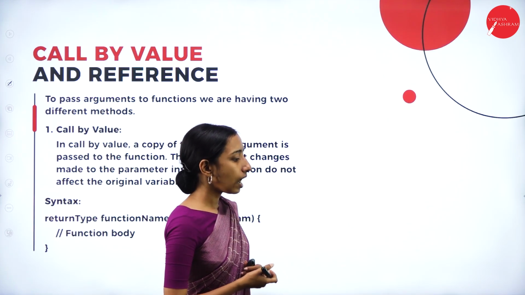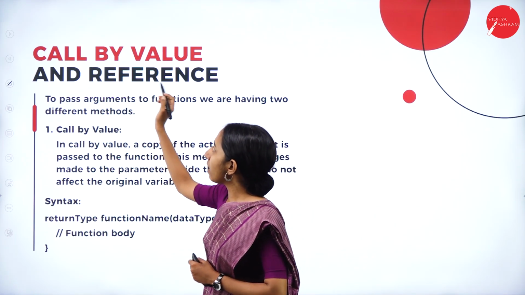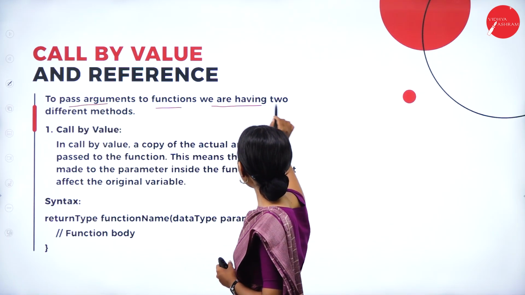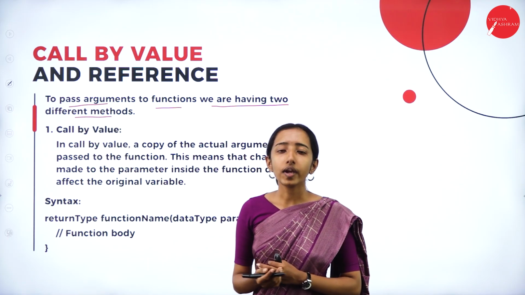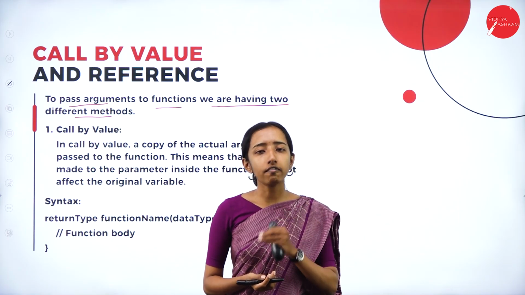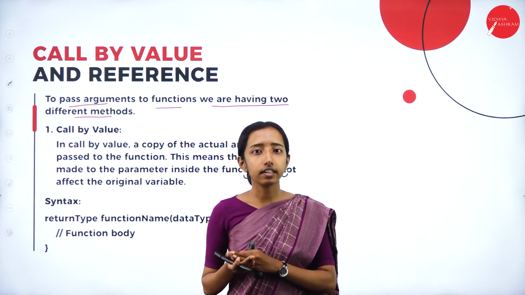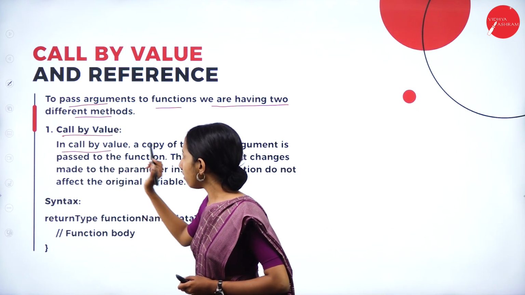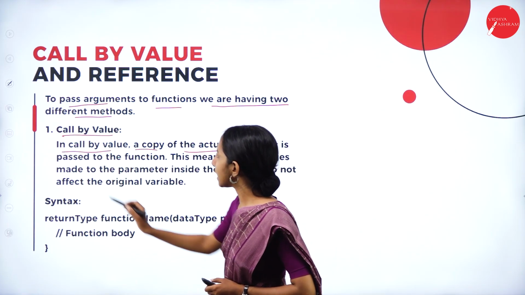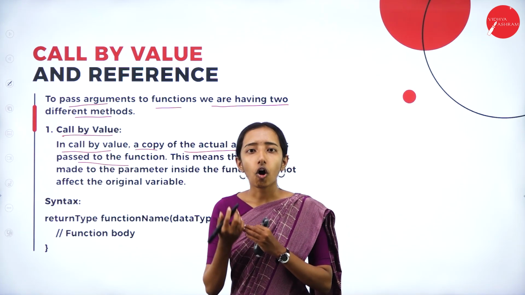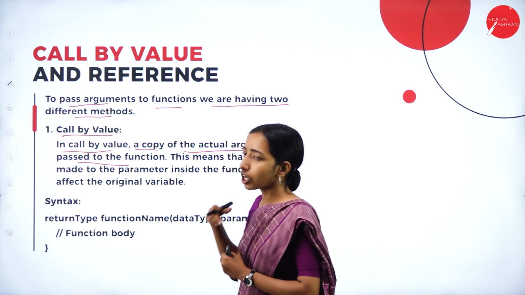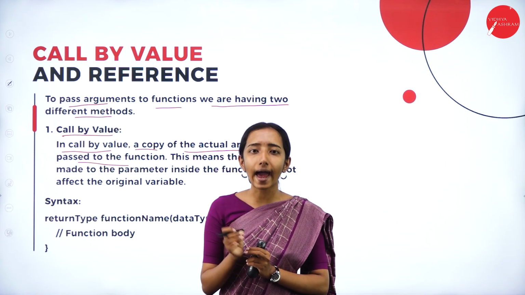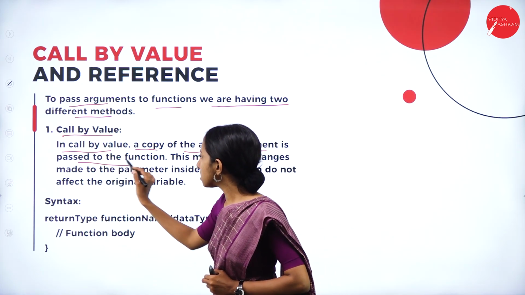Next we have another concept called call by value and call by reference. To pass arguments to a function, we have two different methods, called call by value and call by reference. How do they differ and how do they work? The first is call by value. In call by value, a copy of the actual argument is passed to the function.